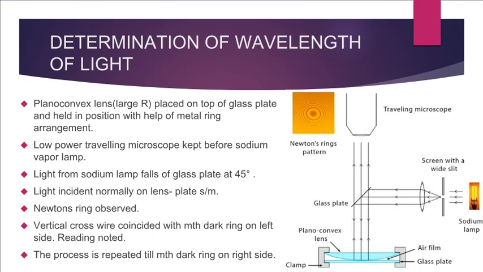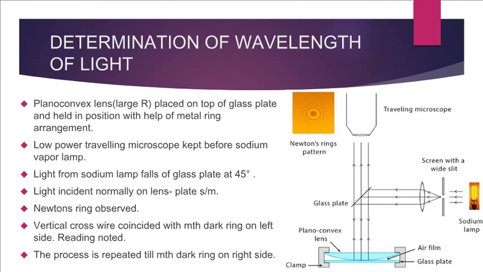Rays reflected from the top and bottom surface of the thin air film will interfere, and we see concentric rings of alternate dark and bright fringes on the traveling microscope. The cross wire is made to coincide on the mth dark fringe on the left side of the central dark fringe and the reading is noted. Readings are taken corresponding to different dark fringes till the cross wire reaches the mth dark fringe on the right side of the central dark fringe.